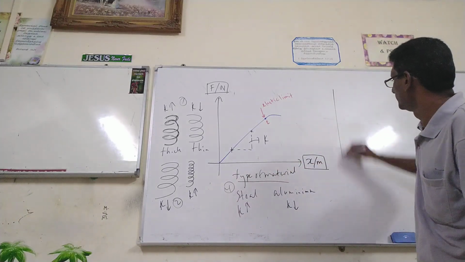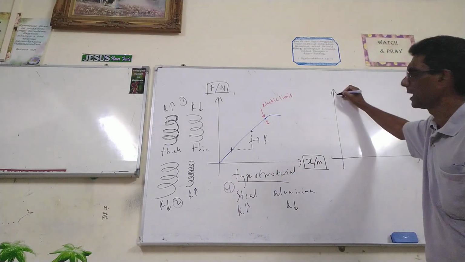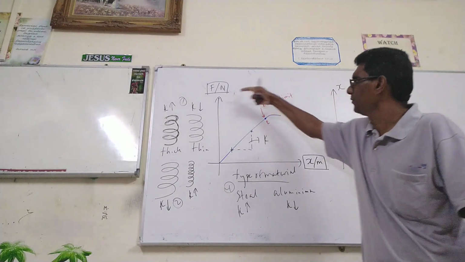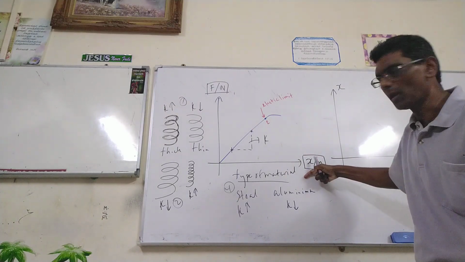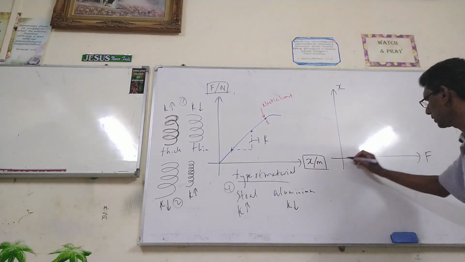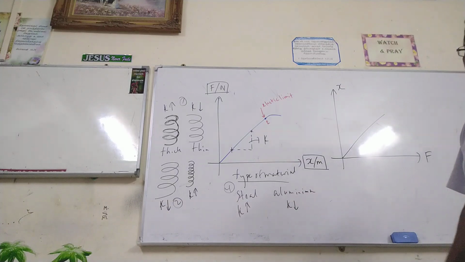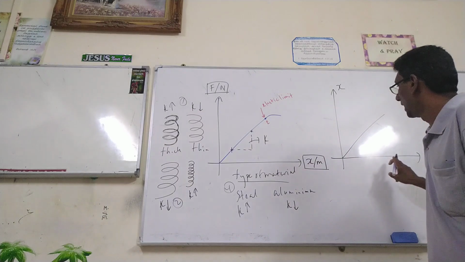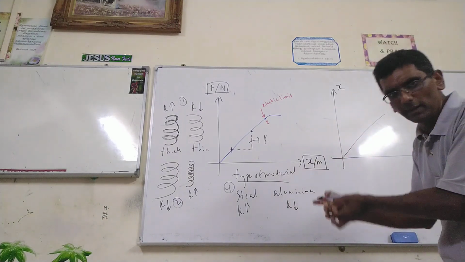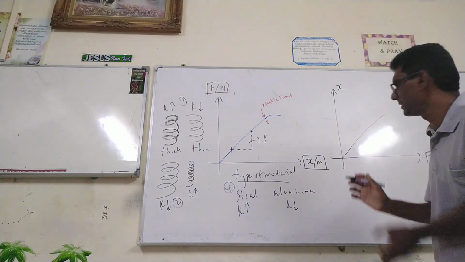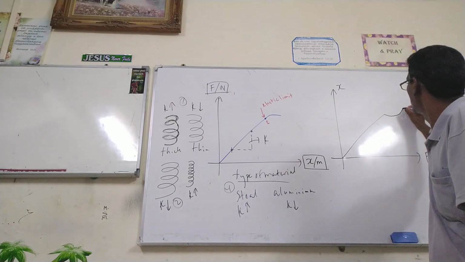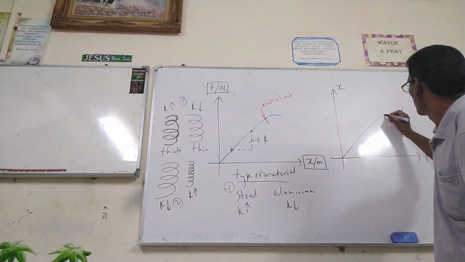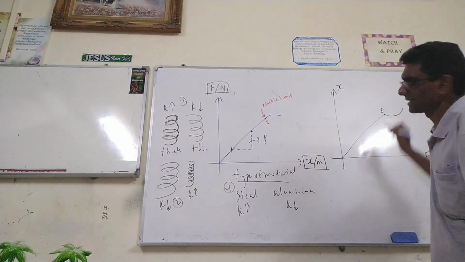Another type of graph, which also sometimes appears in exams, is X versus force. This one is force versus X. X versus force is also a directly proportional graph. If they ask you to draw the elastic limit, the graph curves downwards like this. This one curves upwards, this one curves downwards. This is the E point, the elastic limit.